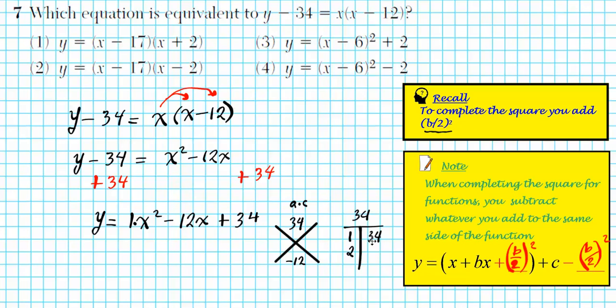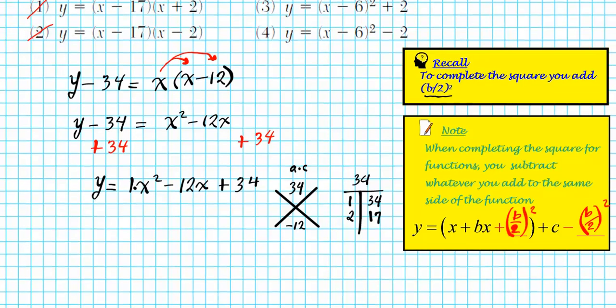2 times 17. If I add these two, I get 19. If I subtract, I get 15. I can't get 12. No other number goes into 34 because 17 is prime, okay? So guess what? This expression is prime. It cannot be factored. So we can simply eliminate options 1 and 2. We have to complete the square, all right?